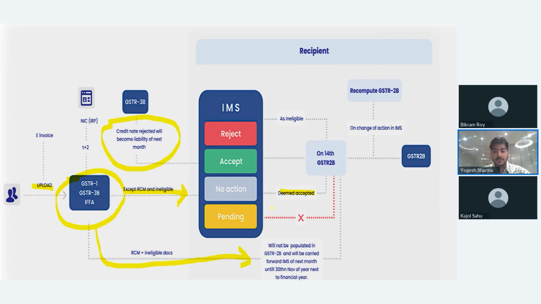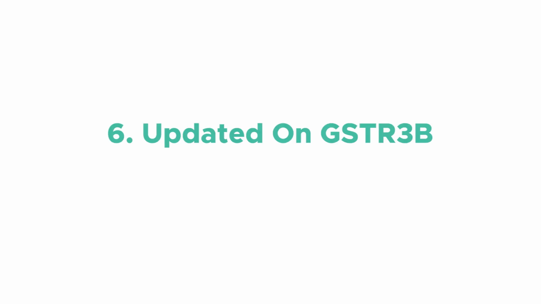After the IMS, all the invoices are shown in your GSTR 2B. Now, the government is providing another step to recompute your GSTR 2B. If you want to change your actions, or if you mistakenly took any action in your IMS reconciliation, you can change your actions and recompute your GSTR 2B. After that, your GSTR 2B will be finalized for your GSTR 3B filing. So this is the flow of IMS after the IMS implementation on the government portal.